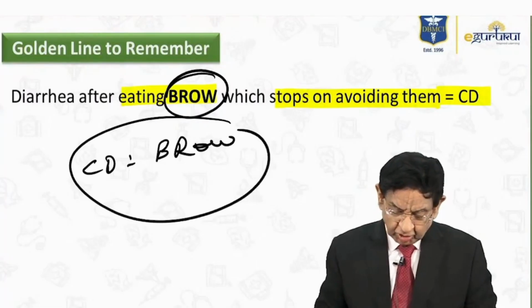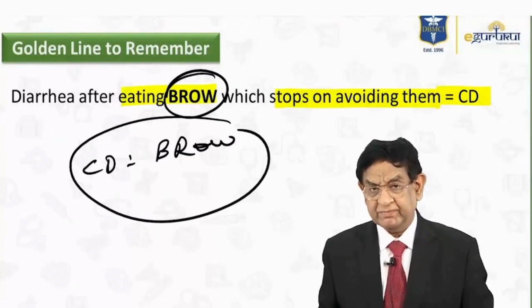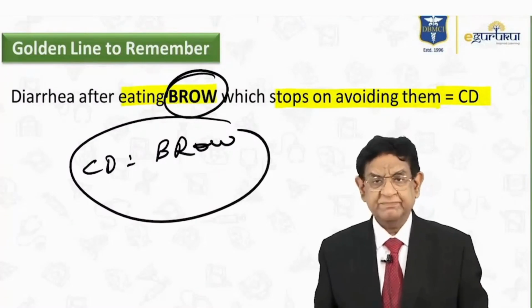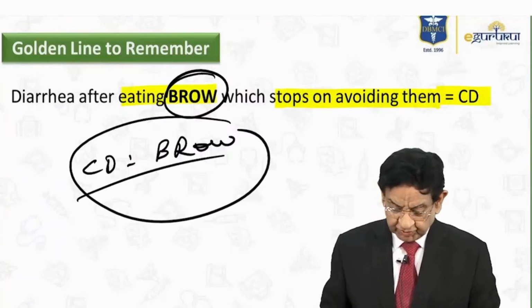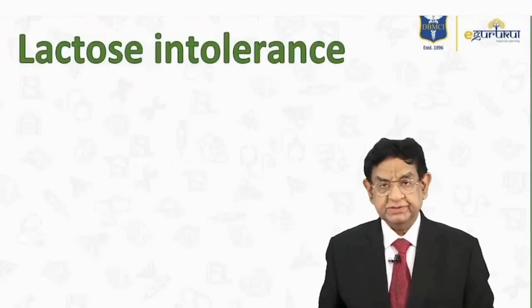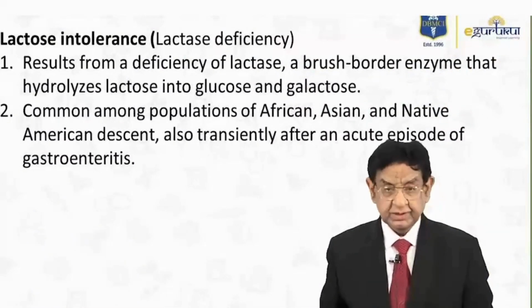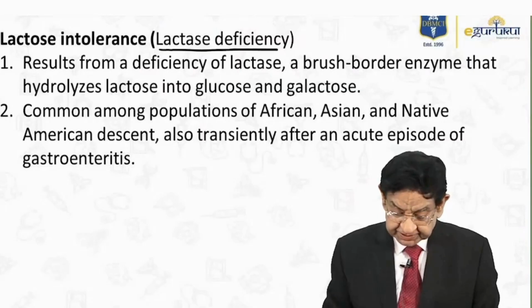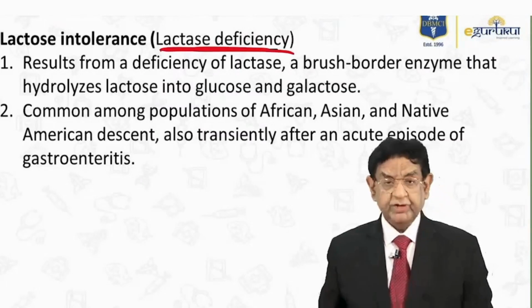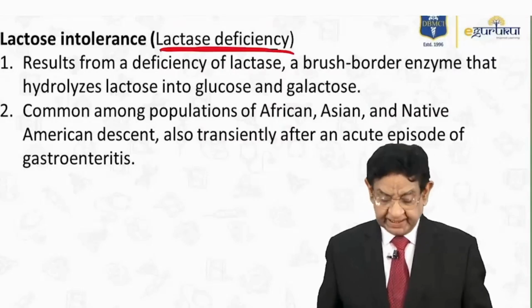Your question will always carry some mention of the BRO, and if you are getting any food item of BRO, 99% you are dealing with celiac disease. So celiac disease squeezed in one word. Lactose intolerance. This occurs due to lactase deficiency. We are all well aware that it is the lactase which breaks down the lactose.